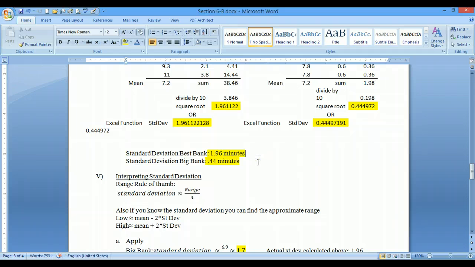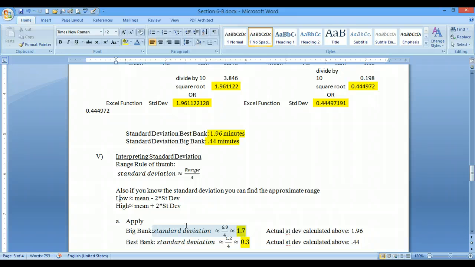Let's interpret what we just found as standard deviation. The range rule of thumb for standard deviation is you take the range and divide it by 4. Also, if you know the standard deviation, you can find the approximate range by working backwards, because it's the range divided by 4. 2 of the standard deviations will be above and 2 below, which will give you the low and the high. So the low is approximately equal to the mean minus 2 standard deviations, and the high is approximately equal to 2 standard deviations above.